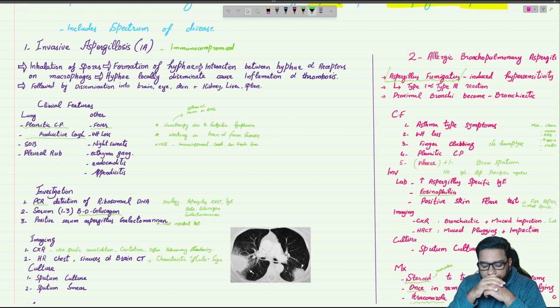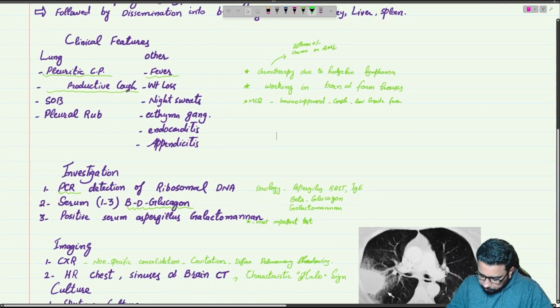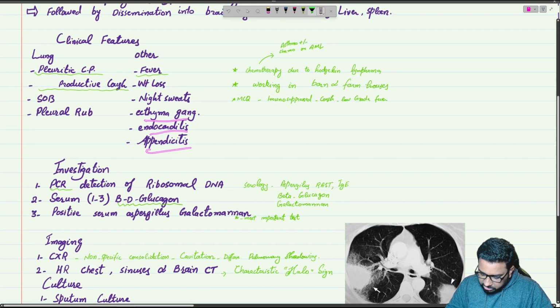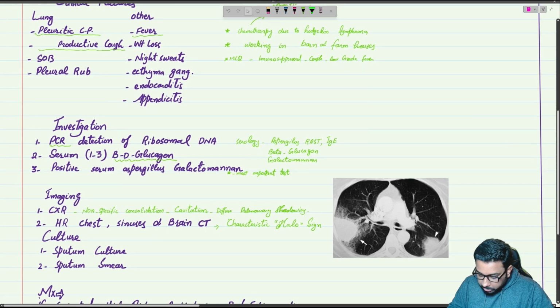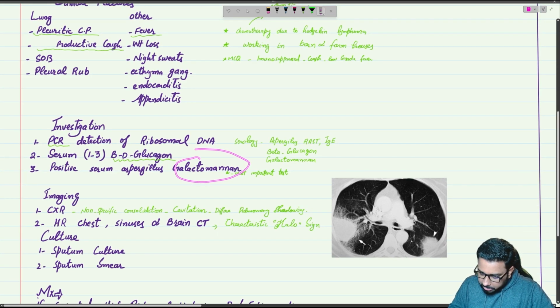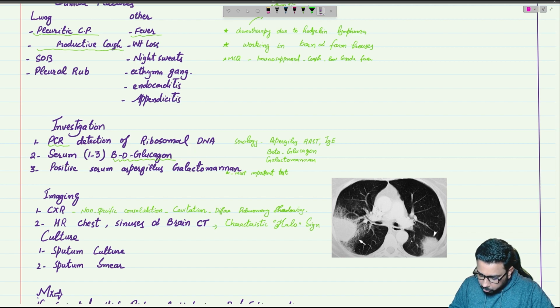Someone is coming to you in clinic, working as a farmer or working in the barns, getting treatment of something which will make him immunocompromised, AML, CLL, Hodgkin lymphoma, or anything, complaining of low grade fever, chest pain, productive cough, and all those signs of maybe cancer, obviously weight loss, and then there are other non-specific signs of endocarditis, appendicitis, but we don't need to remember.